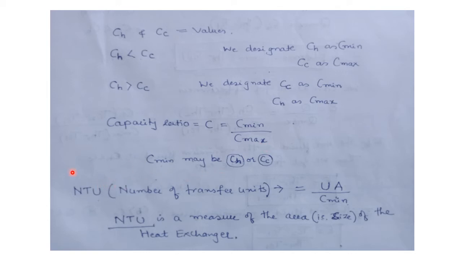Next we will define the term NTU, where the long form of NTU is number of transfer units, which is given by the formula U into A divided by C minimum, where U is the overall heat transfer coefficient, A is the area of heat transfer, and C minimum is the minimum capacity rate of the fluid, whether it may be Ch or Cc. NTU is a measure of the area of the heat exchanger; by this NTU, we measure the size of the heat exchanger.